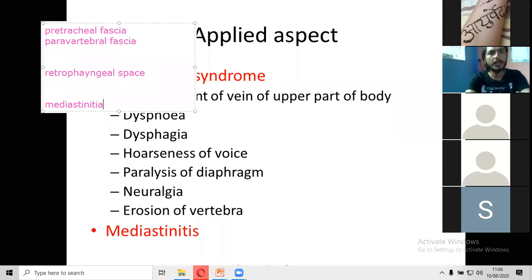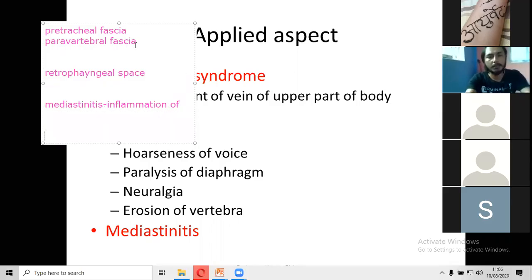Thus you can write mediastinitis: inflammation of the content of the mediastinum. That is sufficient. Okay. For understanding only, I am explaining how this is going to occur. So mediastinitis means inflammation of the content of the mediastinum, or inflammation of the mediastinum. Now next is mediastinal syndrome.